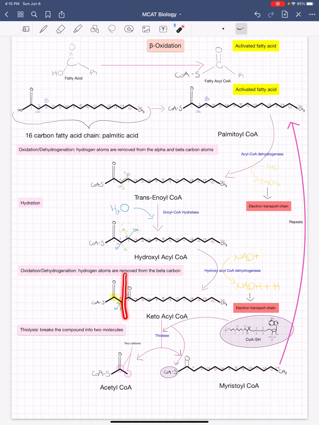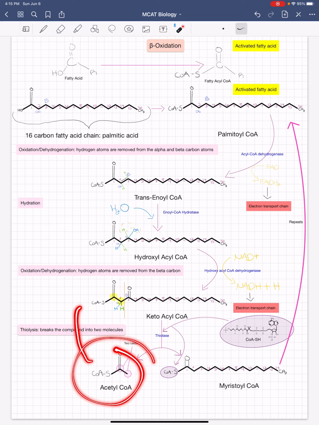The last reaction is known as thiolysis, in which a keto-acyl-CoA is split into 2 molecules between the alpha and the beta carbon, one forming a 14-carbon long fatty acyl-CoA molecule that is 2 carbons shorter than the original parent chain, and the other is acetyl-CoA.